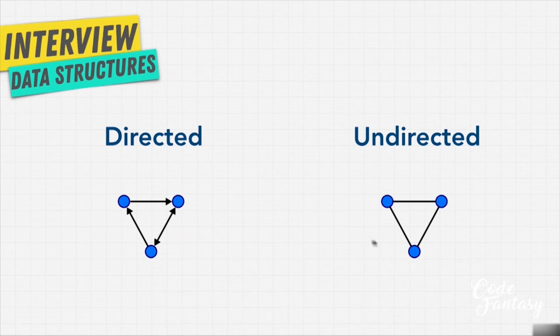A good way to think about an undirected graph is to think of a highway between two cities where you can go back and forth. On the other hand, directed will be a one-way street where you can only go one way. Another way to think about it is Facebook. What kind of graph do you think Facebook has? Well, it has an undirected graph because when I'm connected to a friend, that friend is also connected to me. It's not one way.